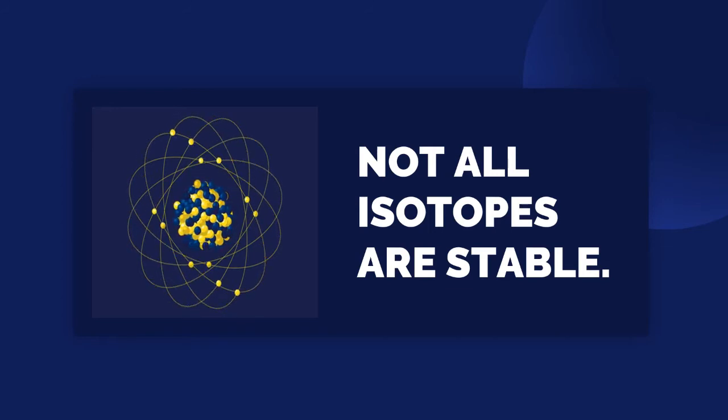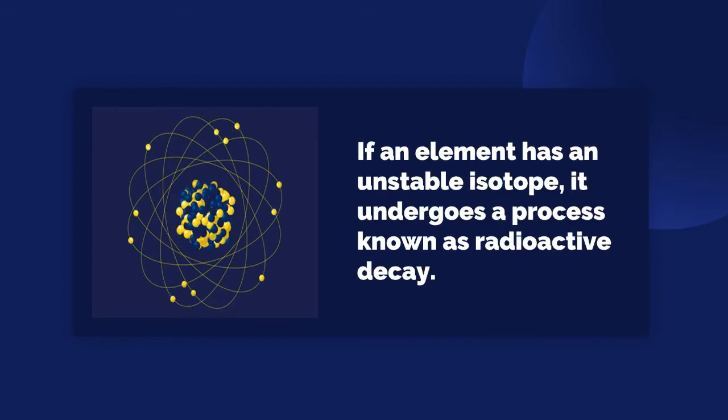Kapag sinabi natin unstable, yan yung mga isotopes natin na pwede mag-breakdown, pwede mag-decay, or pwede mag-emit ng tinatawag nating radiation. Pero ano ba yung nagkakos sa mga isotopes na to para maging unstable? Siguro, one of the reasons is that they have too many protons or they have an unstable ratio of protons to neutrons. If an element has an unstable isotope, it undergoes a process known as radioactive decay, or in other terms, we call it radioactivity.